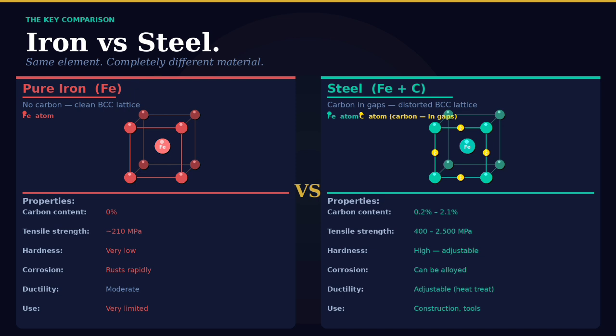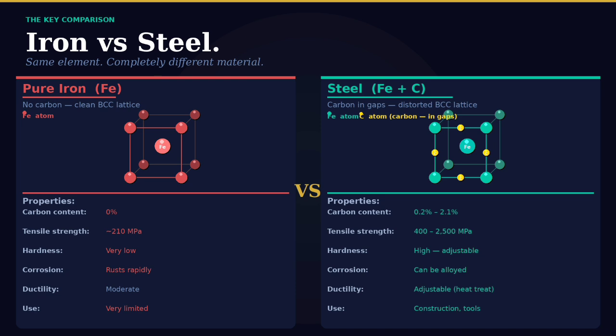Now look at the right side, steel. It is iron with a small amount of carbon added, typically between 0.2 and 2.1%. In the diagram, you can see the yellow carbon atoms sitting in the gaps between iron atoms. These interstitial positions are the key. The carbon atoms distort the BCC lattice slightly, making it much harder for atomic planes to slip past each other.